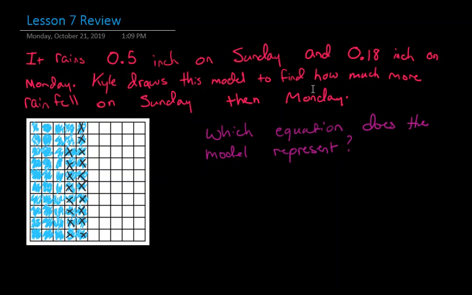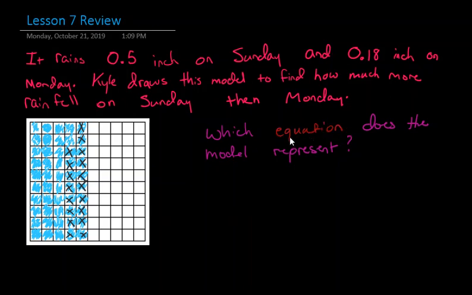The first question is: it rains 5/10 of an inch on Sunday and 18 hundredths of an inch on Monday. Kyle draws this model to find out how much more rain fell on Sunday than on Monday. What equation does the model represent? Okay, guys, this is going to be a multiple choice question, so you're actually going to have to figure out more than one answer. I'm just going to walk through one answer with you. So overall, the important stuff is we want to find out which equation.